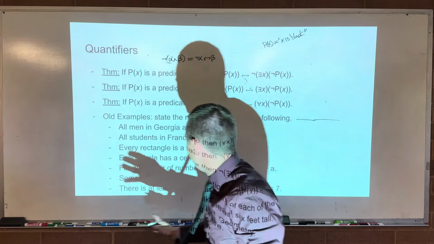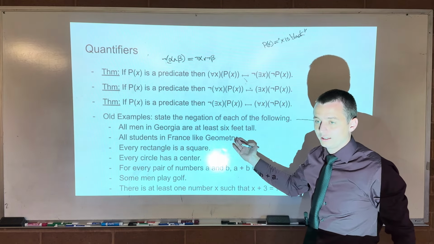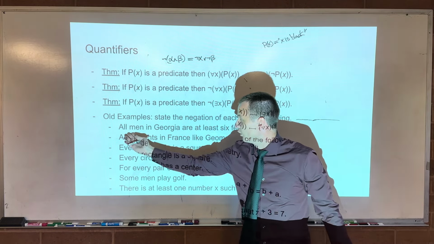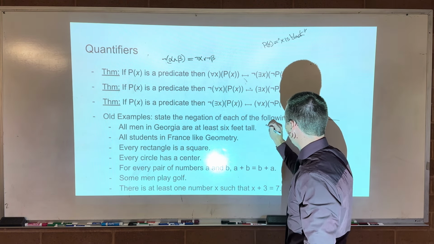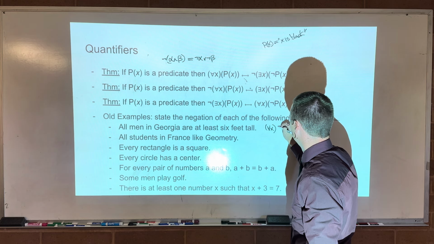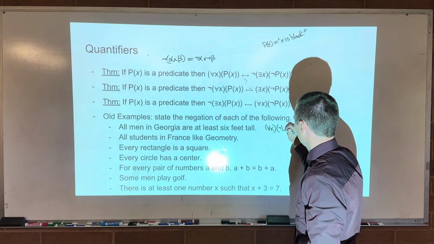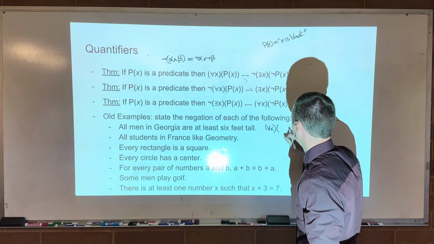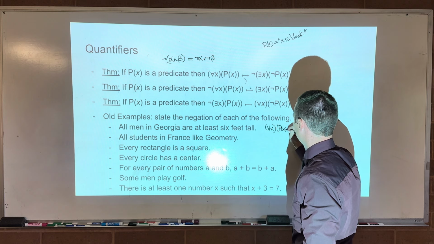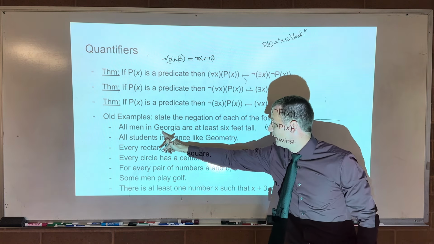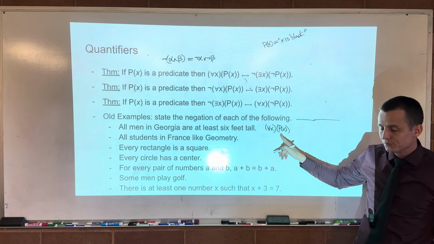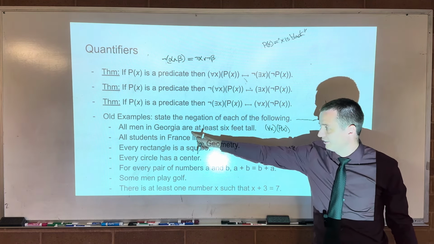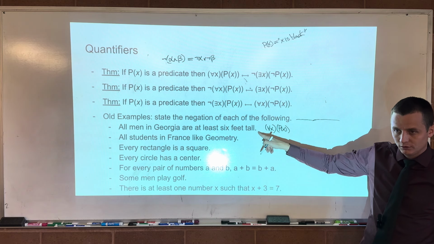So this is what everyone's doing in their head when they're reading statements like this. This is saying all men in Georgia are at least 6 feet tall. P is an at least 6 feet tall predicate. So for all x, p of x, that's what this is saying if we were to symbolize it. You with me so far?